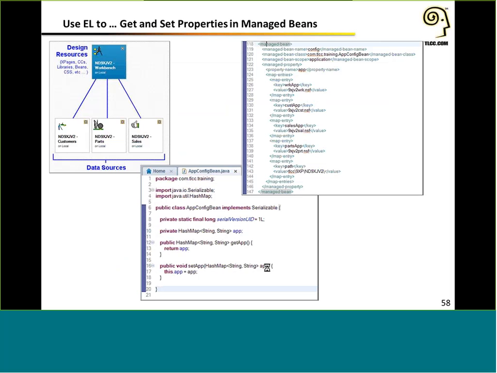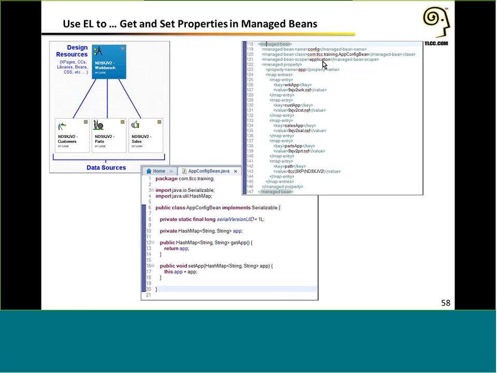So this is a variation of that. This is using the expression language with a managed bean. Well, as Paul showed us, managed beans are just Java beans that are managed. They've been registered in the faces config file with a particular scope. So this particular managed bean, called app config bean, is registered in the faces config file with the name config, and that is the complete path to that particular bean, app config bean. And it has application scope.